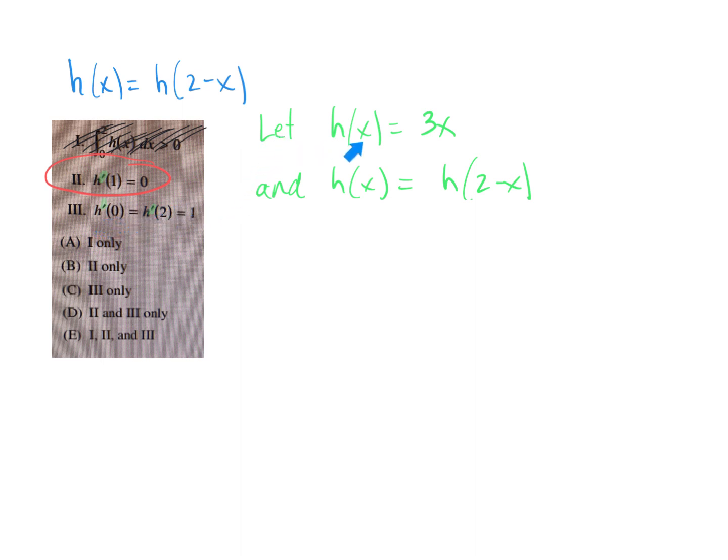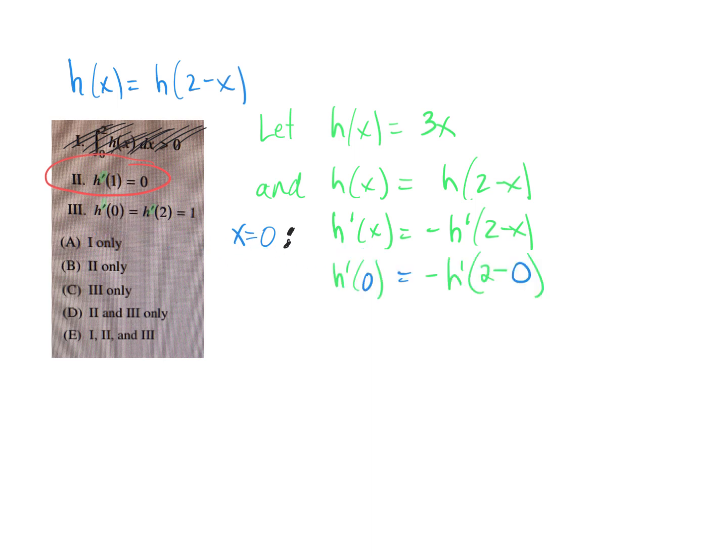For example, let h of x equal the linear equation 3x. So h of x, if it's equal to h of 2 minus x, gives us, when, say, x is equal to 0, first let's take the derivative again, using the chain rule, and now let's substitute x equals 0 in, and we get this equation. So this is saying that h prime of 0 must be equal to the opposite of h prime of 2, and it's saying that it has to be equal to 1.